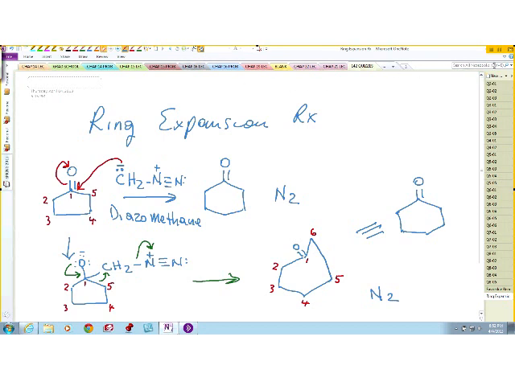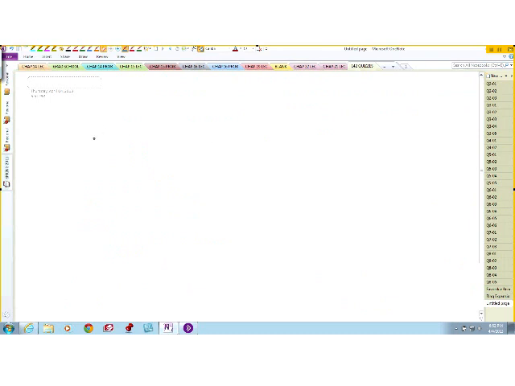So, for example, if you have this, we could decide to go from here. We could go from here. And then we have this here, diazomethane. Okay. Generally this is in ether. Ether is the solvent. And then you get this here, cyclopentanone.